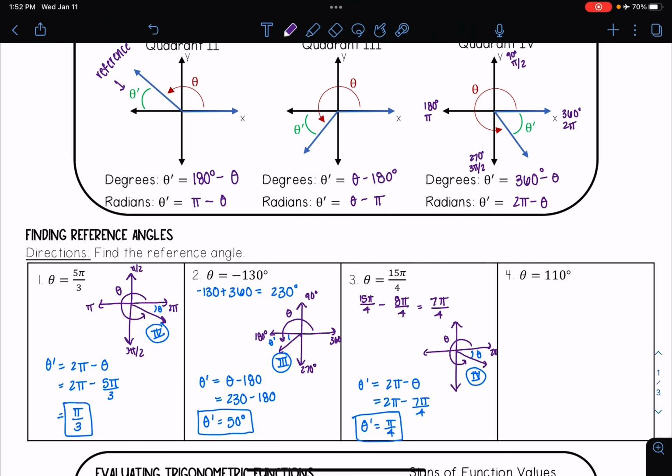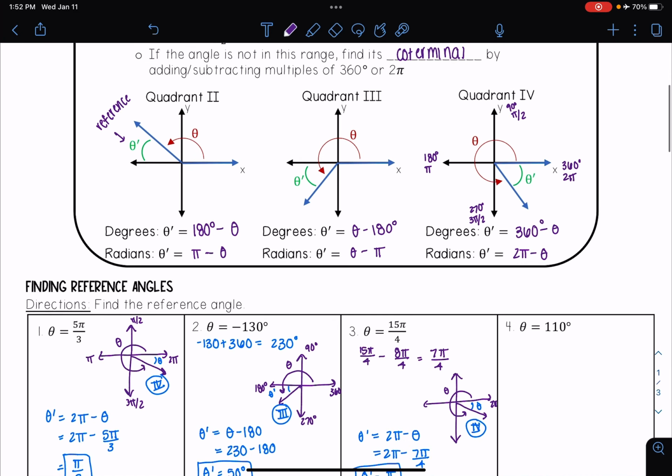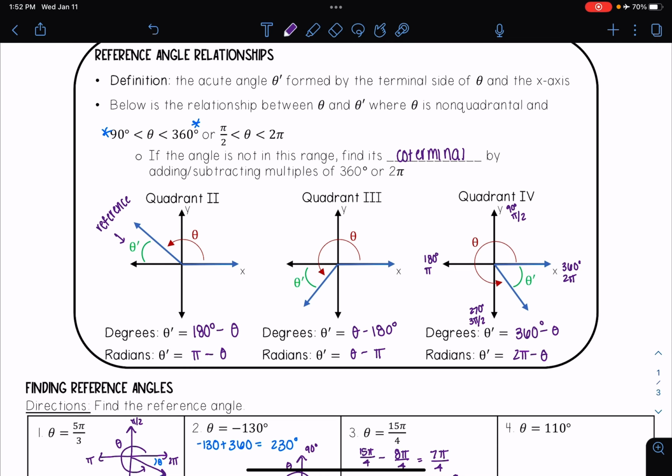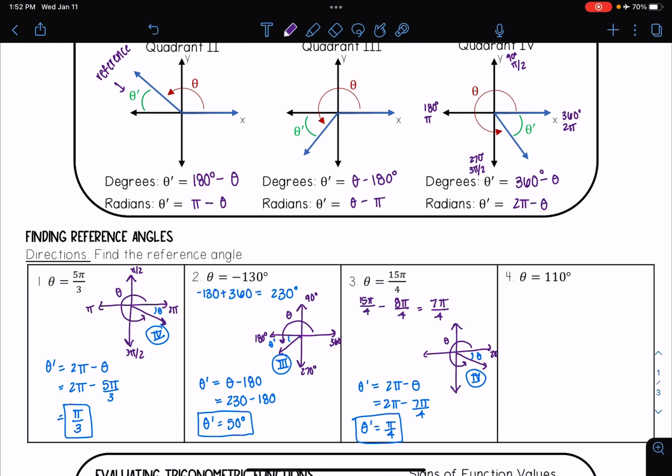Okay, let's look at one last one. Here I have theta is equal to 110 degrees. I'm going to first check to see if that is in my range. Theta needs to be between 90 and 360, and 110 is between that, so I'm good. Now I want to draw that and figure out what quadrant it is in. This is 90, 180, 270, 360 degrees, and I see that 110 is between 90 and 180, so it's going to be somewhere over here. That means my reference angle is in quadrant 2.